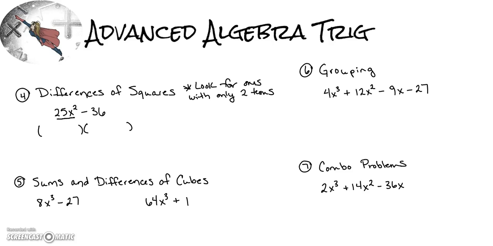So what we do is we take the square roots of each number. So 25x squared, the square root of that is 5x, and that's going to go there and there. And then the square root of 36 is 6, so that's going to go there and there. And we just make 1 plus and 1 minus, and you're done. So not only would they only have two terms, but you'd also be able to take the square roots of the numbers perfectly. So look for ones with only two terms and with perfect square roots.